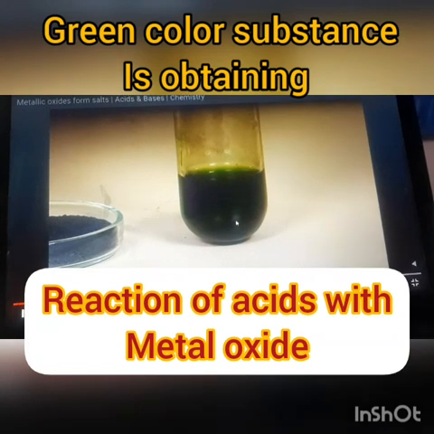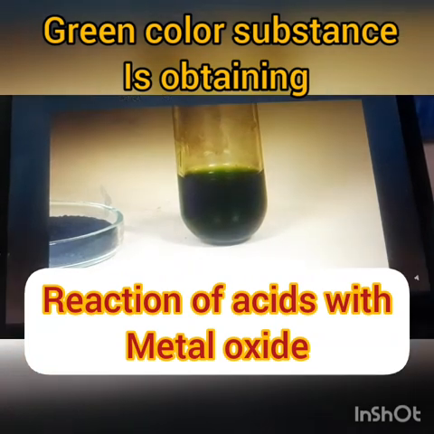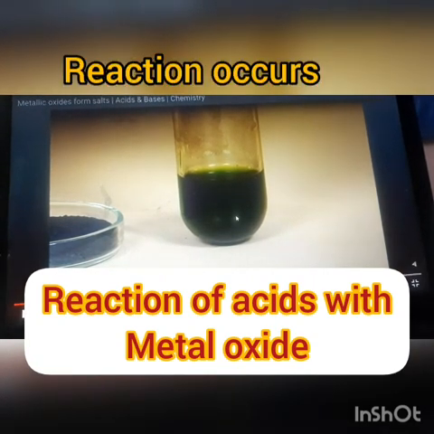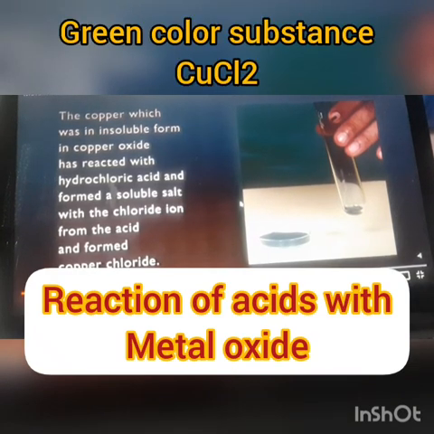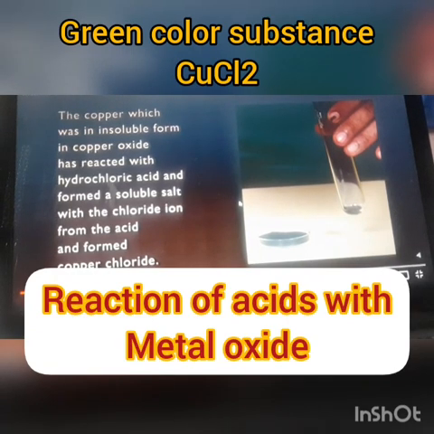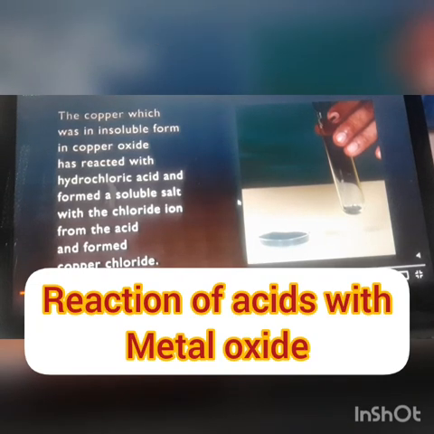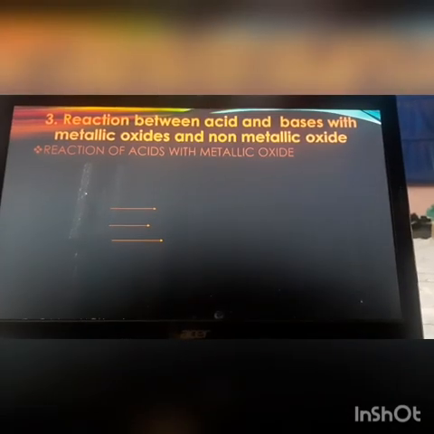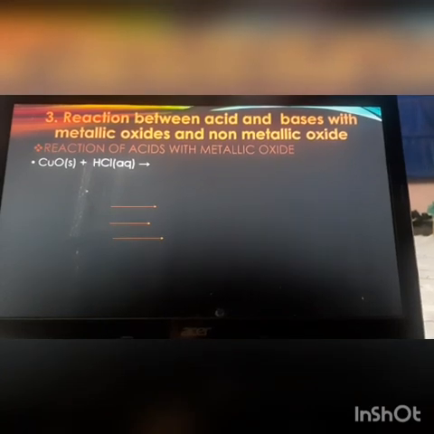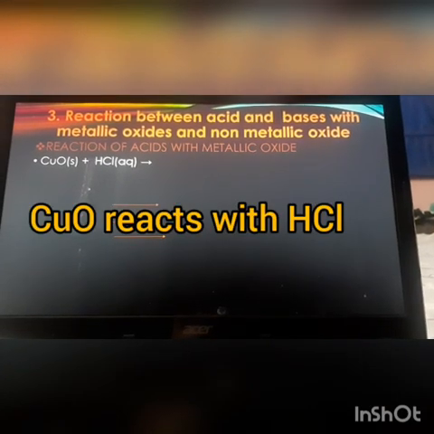You can see that a green colored substance has been formed. That means a reaction has occurred in which the copper oxide, when reacting with the hydrochloric acid, forms a green colored substance, which is called copper chloride. Now we are going to find out the chemistry behind this reaction. Now we will see how the copper oxide reacts with the hydrochloric acid.